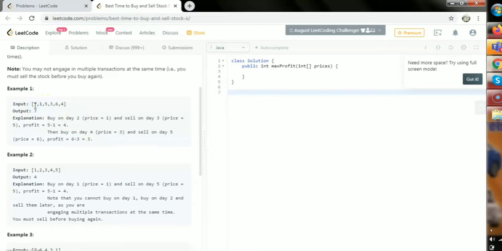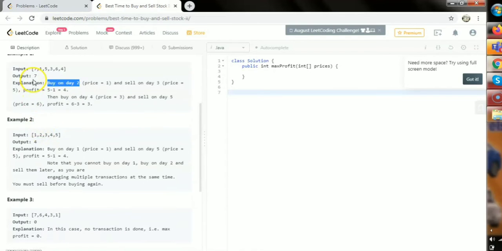If these are the prices on the different days, then the output is 7. How is the output 7? You need to buy on day 2, where the price is 1, and sell on day 3, where the price is 5. So the profit is 5 minus 1, which is 4. Again I buy on day 4 where the price is 3 and sell on day 5 where the price is 6. The profit is 6 minus 3, which is 3. I add these two amounts, 4 plus 3, and get 7. So this is the profit.